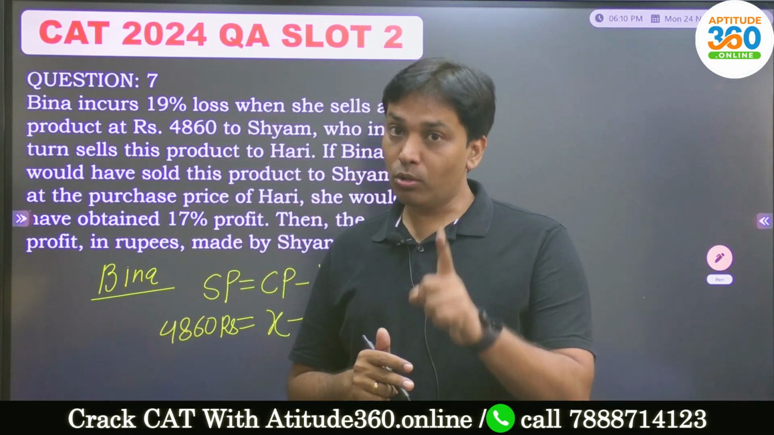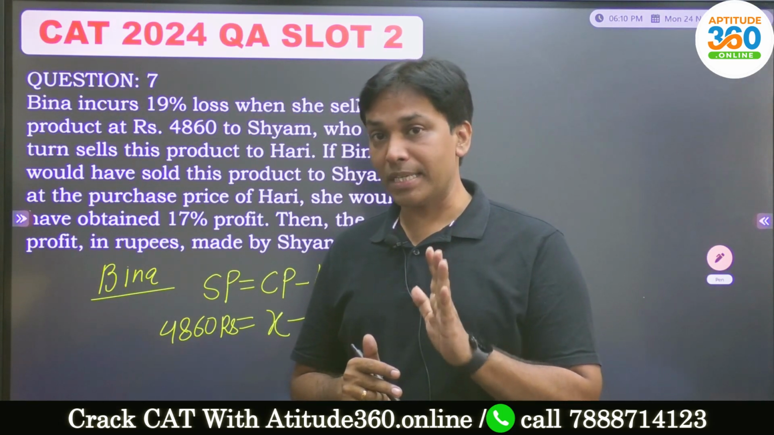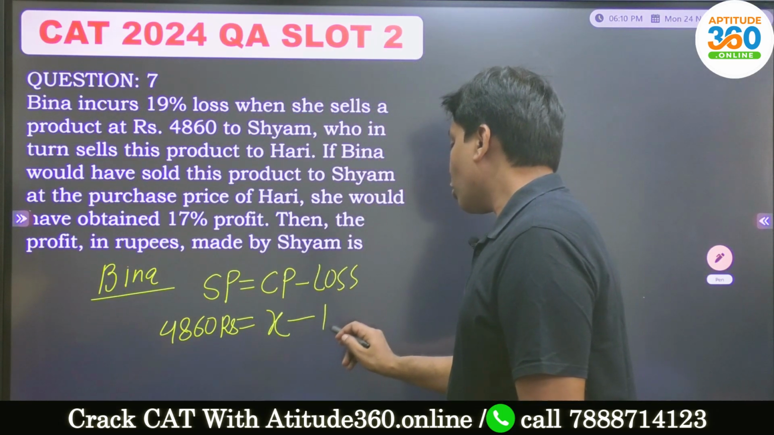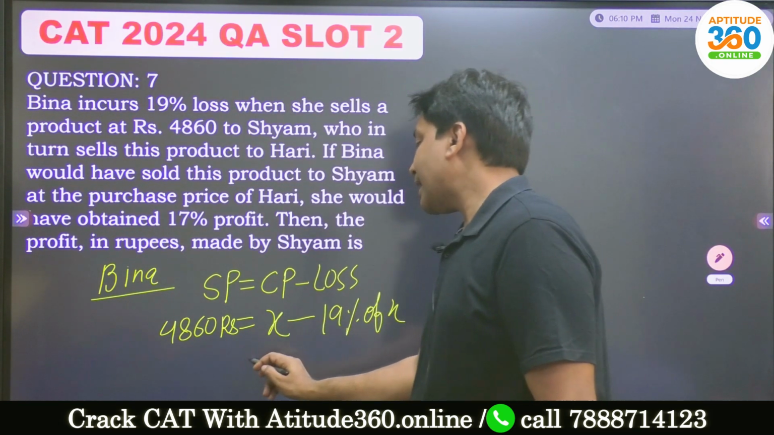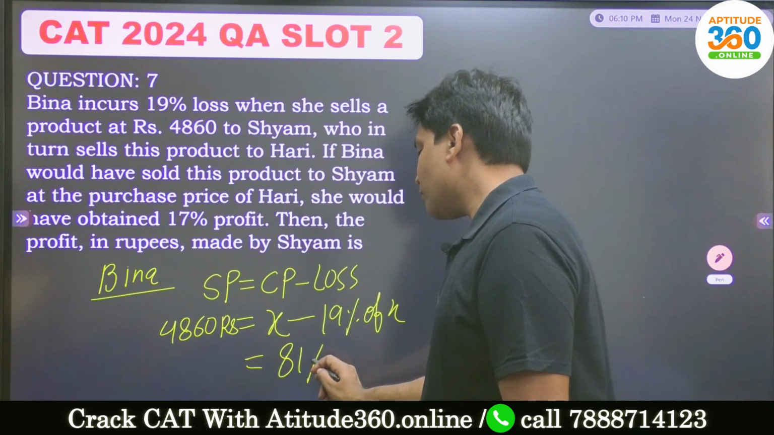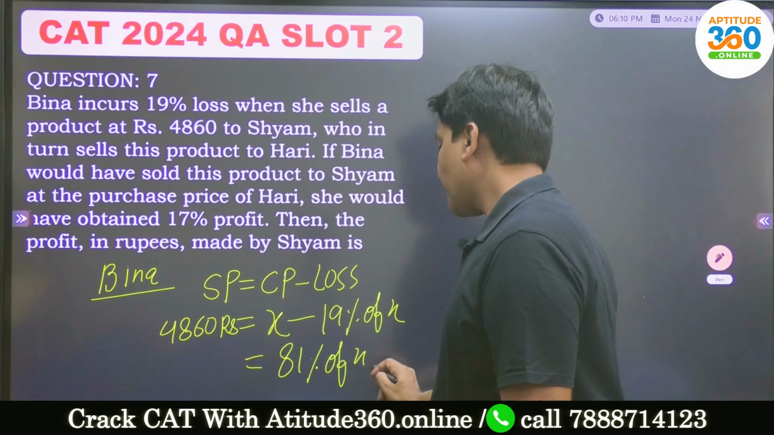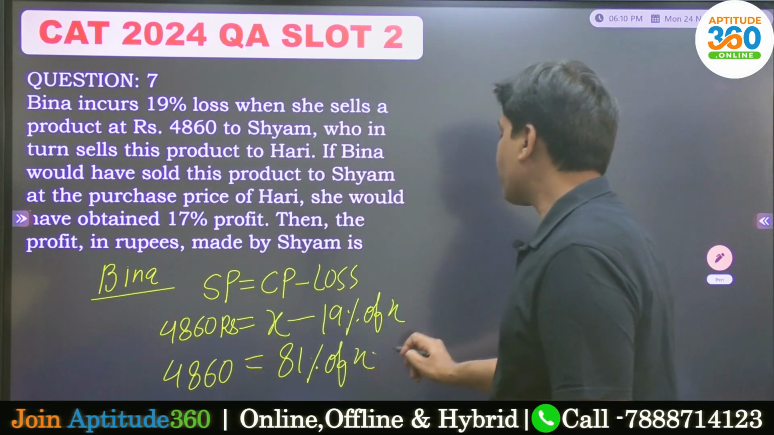You must know that loss and profit, they both are calculated on cost price. So there is a loss of 19% of what value? Cost price. And that comes out as what? X negative 19% of X will become 81% of X. And that value is 4860. So will you be able to find out the value of X from here?